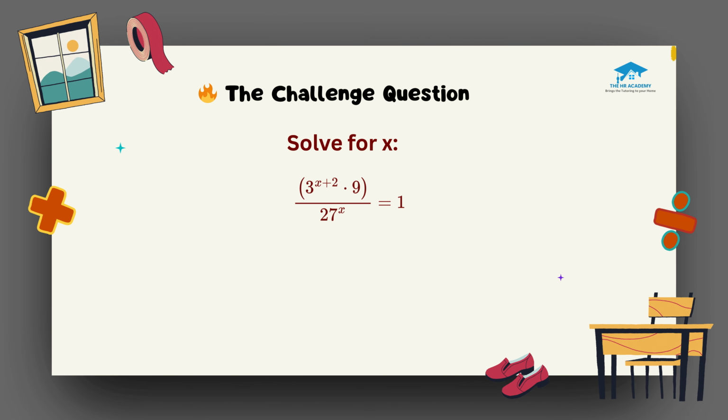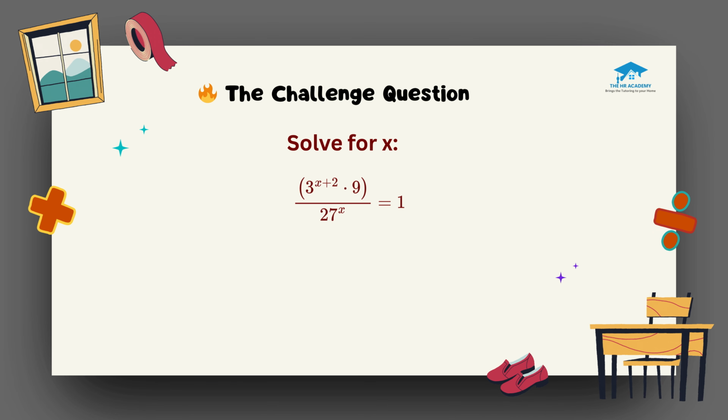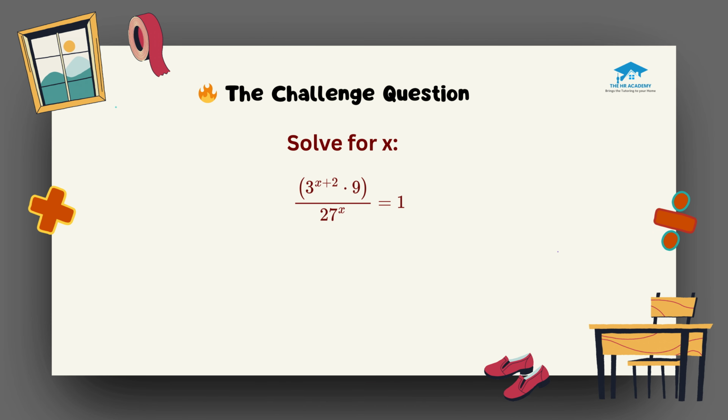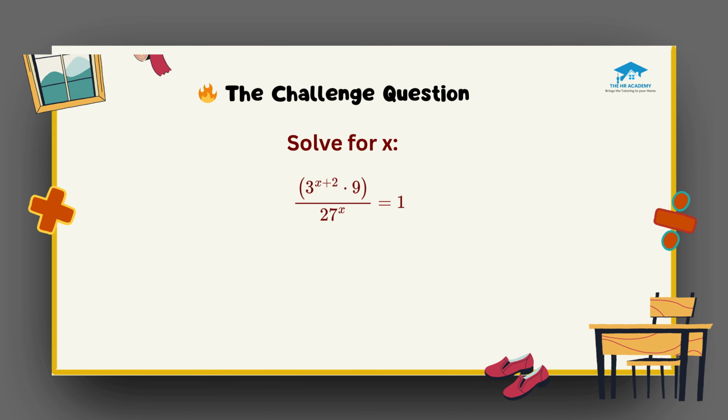Alright, here it is. Deep breath. Solve for x when 3x to the power of x plus 2 times 9 over 27 to the power of x is equal to 1. This isn't just a maths problem, it's a trust exercise. But trust me, we've got this.